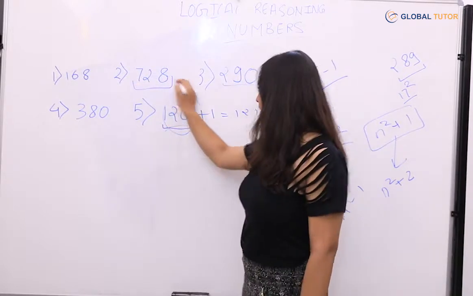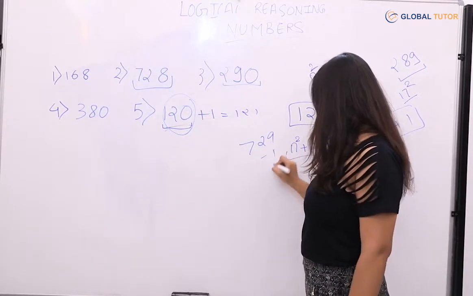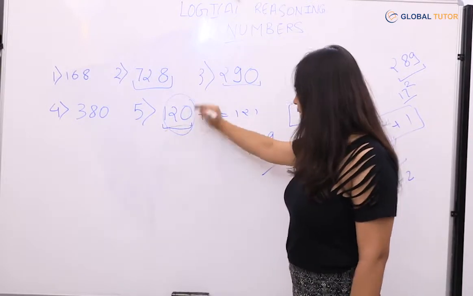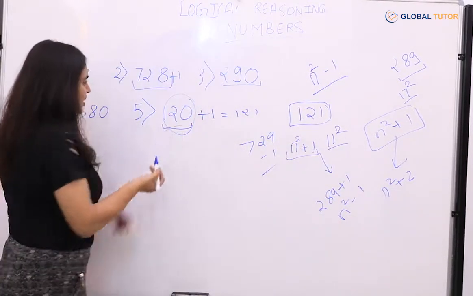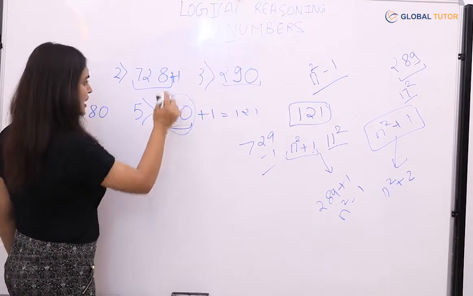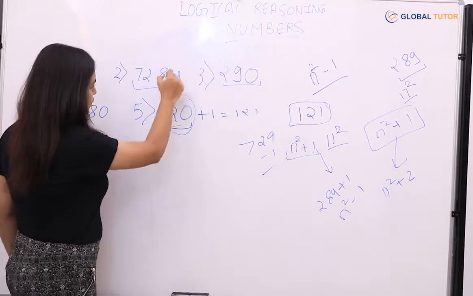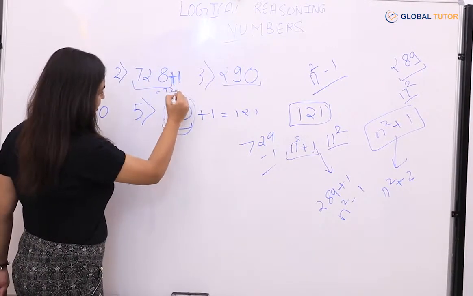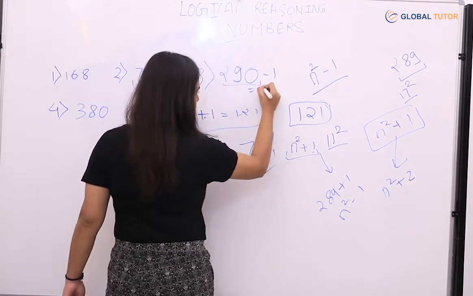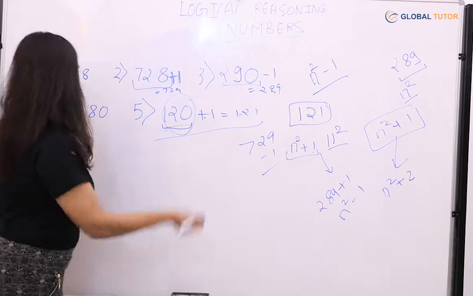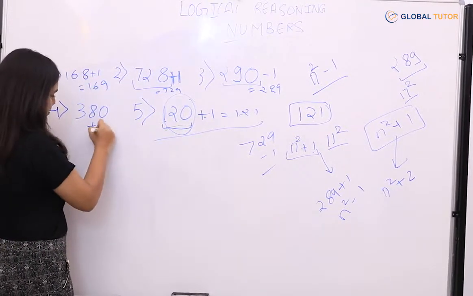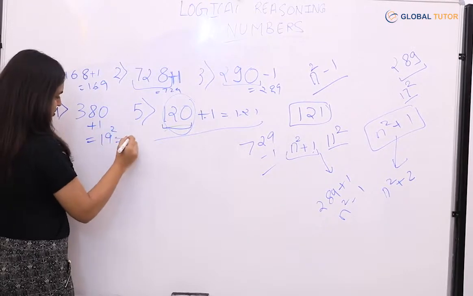Let's check for 728. It's 729 minus 1, which means this is similar to this one, right? 728 plus 1. You can do it here. Like, you write down the options and you keep writing plus 1, minus 1 or something of that sort to establish that it's a square. So 728 plus 1 equals 729. 120 plus 1 equals 121. 290 minus 1 equals 289, which is a square, right? And then you go here and you say plus 1 equals 169, which is 13 square. And you go plus 1, which is equal to 19 square, which is equal to 381.